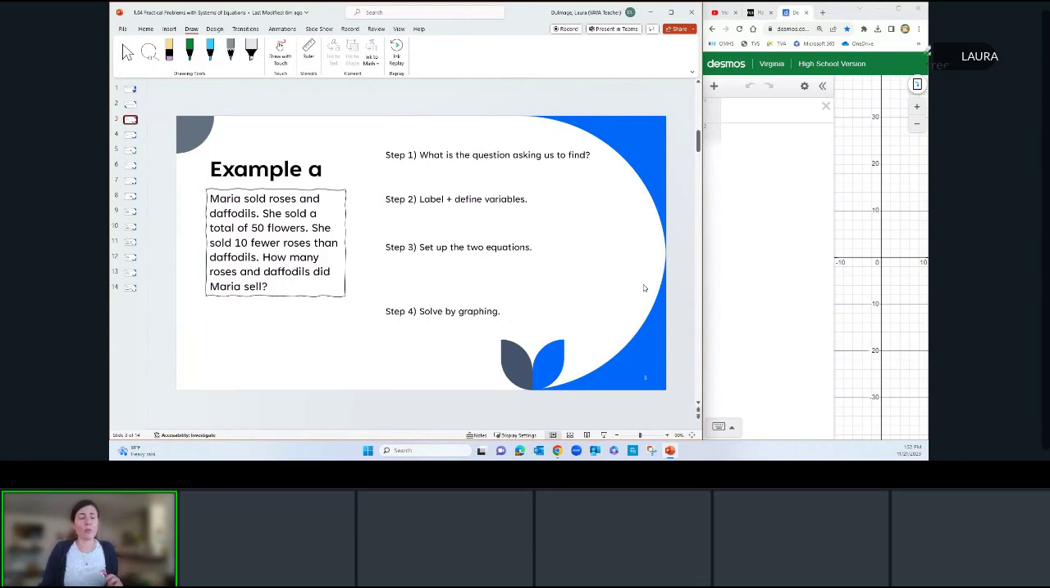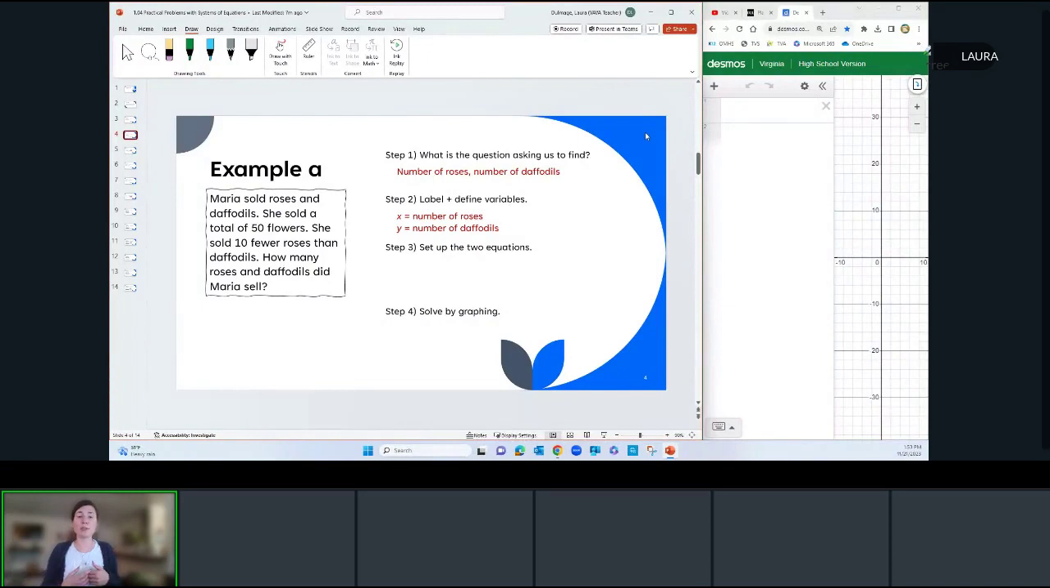Well, step 1. What is the question asking us to find? The question is asking us to find how many roses and then how many daffodils. So number of roses and number of daffodils. After answering that, we can see clearly how we can come up with our variables here. Because what we're asked to find is the number of roses and the number of daffodils, we're going to let x equal number of roses. We're then going to let y equal number of daffodils.